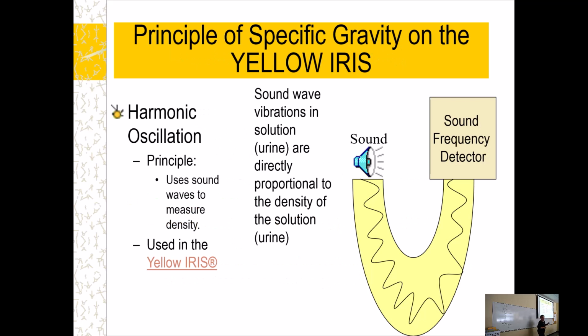Now, the Yellow IRIS, some of the instrumentation out in the lab world has this harmonic oscillation. The principle is they use sound waves to measure the density. I'm not going to spend a lot of time on this. Every instrument's a little bit different. Again, when you go out to your clinicals, when you go out to get a job, learn the instrumentation, how it works, what its idiosyncrasies are. It's really important for you to understand that to know what's really happening. But what they do with this, sound wave vibrations in the solution are proportional to the density of the solution, is how that works.